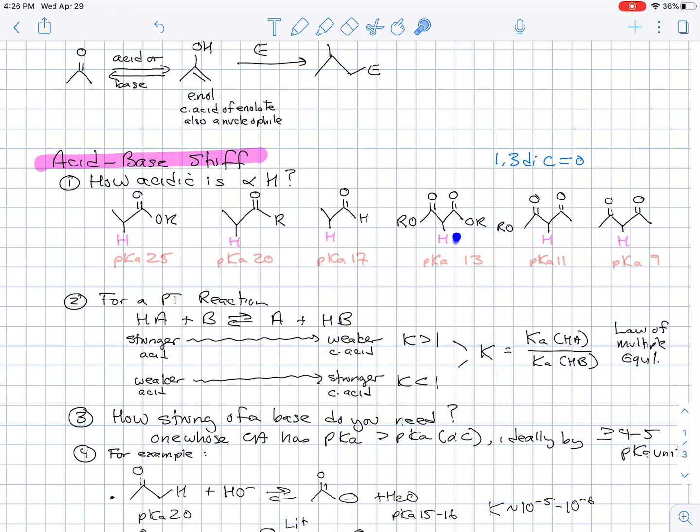In order to be able to do that, though, to make the enolate, you have to remove the hydrogen on the carbon that's directly between them. So clearly, these are going to be more acidic than the equivalent versions of these.